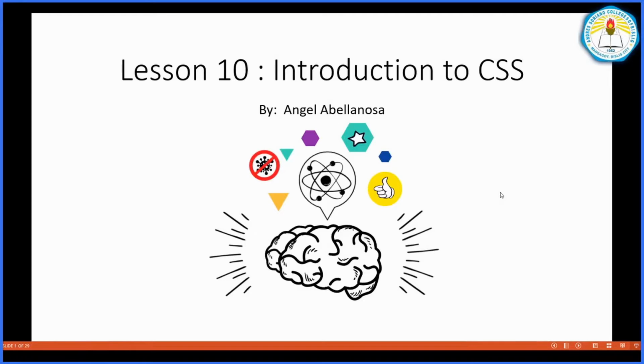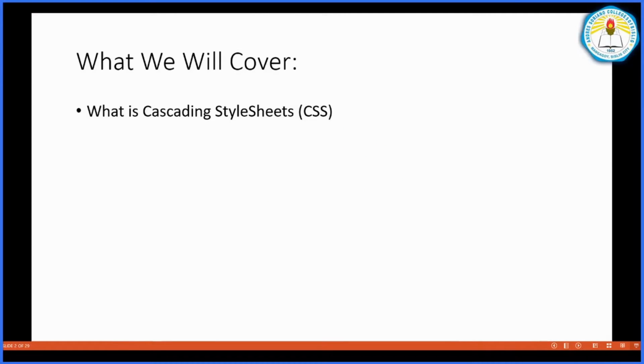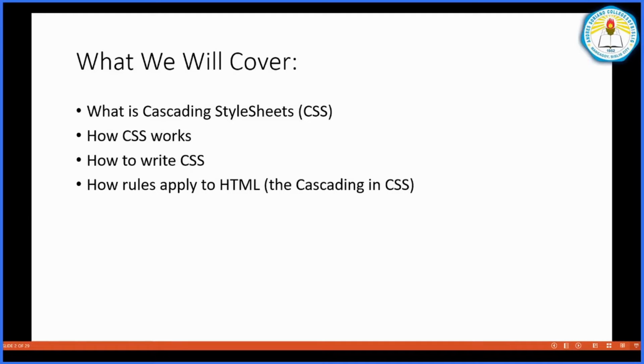So what will we cover? We'll define Cascading Style Sheets, and we'll illustrate some of the most amazing things that one can do with style sheets. We will look at how CSS works and demonstrate how to write CSS in 3 different ways, and how those CSS rules, we call them rules, apply to the whole HTML document.